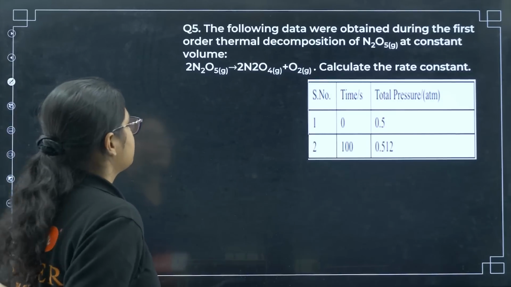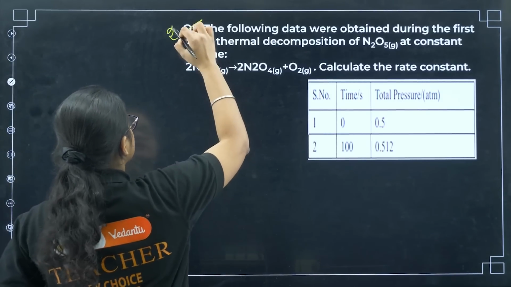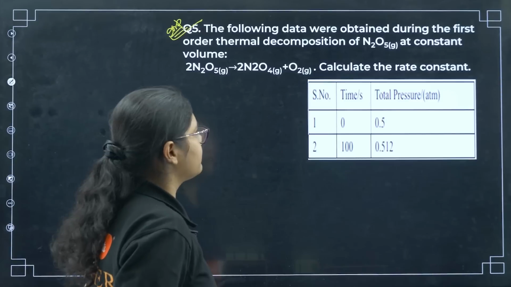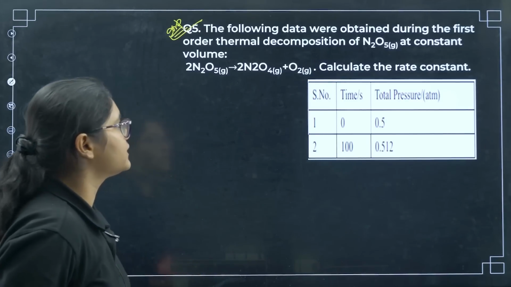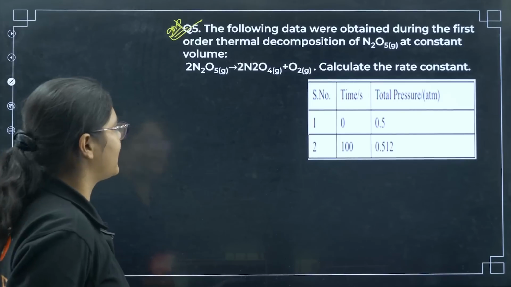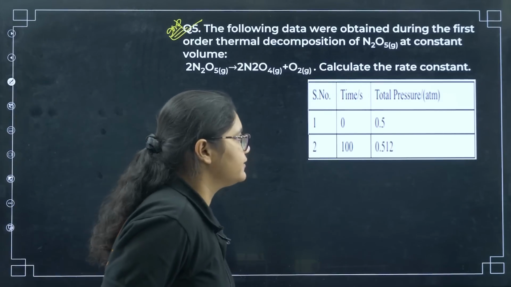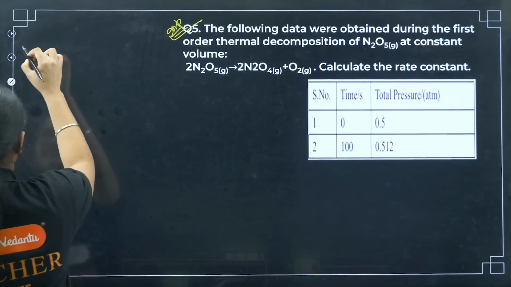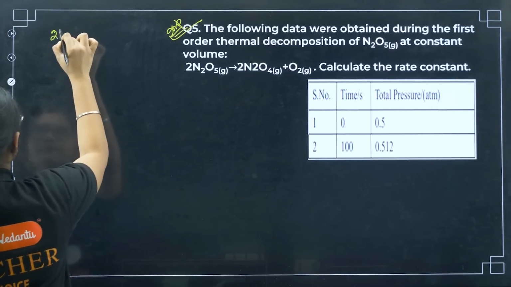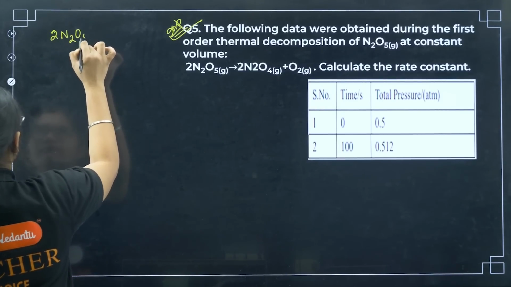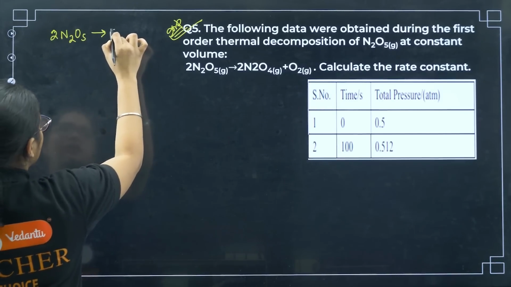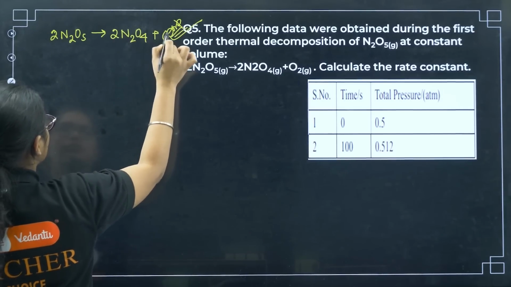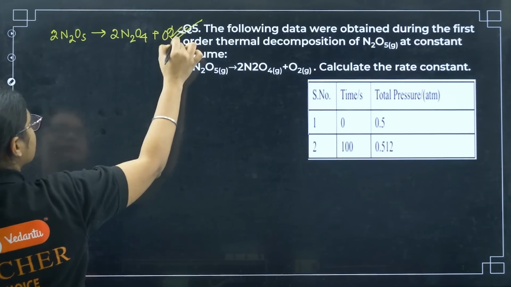Next, coming to question number 5. Yes, this is an important question, but I have solved a similar question. The following data were obtained during the first order thermal decomposition of N2O5 at constant volume. Calculate the rate constant. So thermal decomposition of N2O5 reaction is given to us. So let me write down the reaction here. 2N2O5 gives 2N2O4 plus O2.